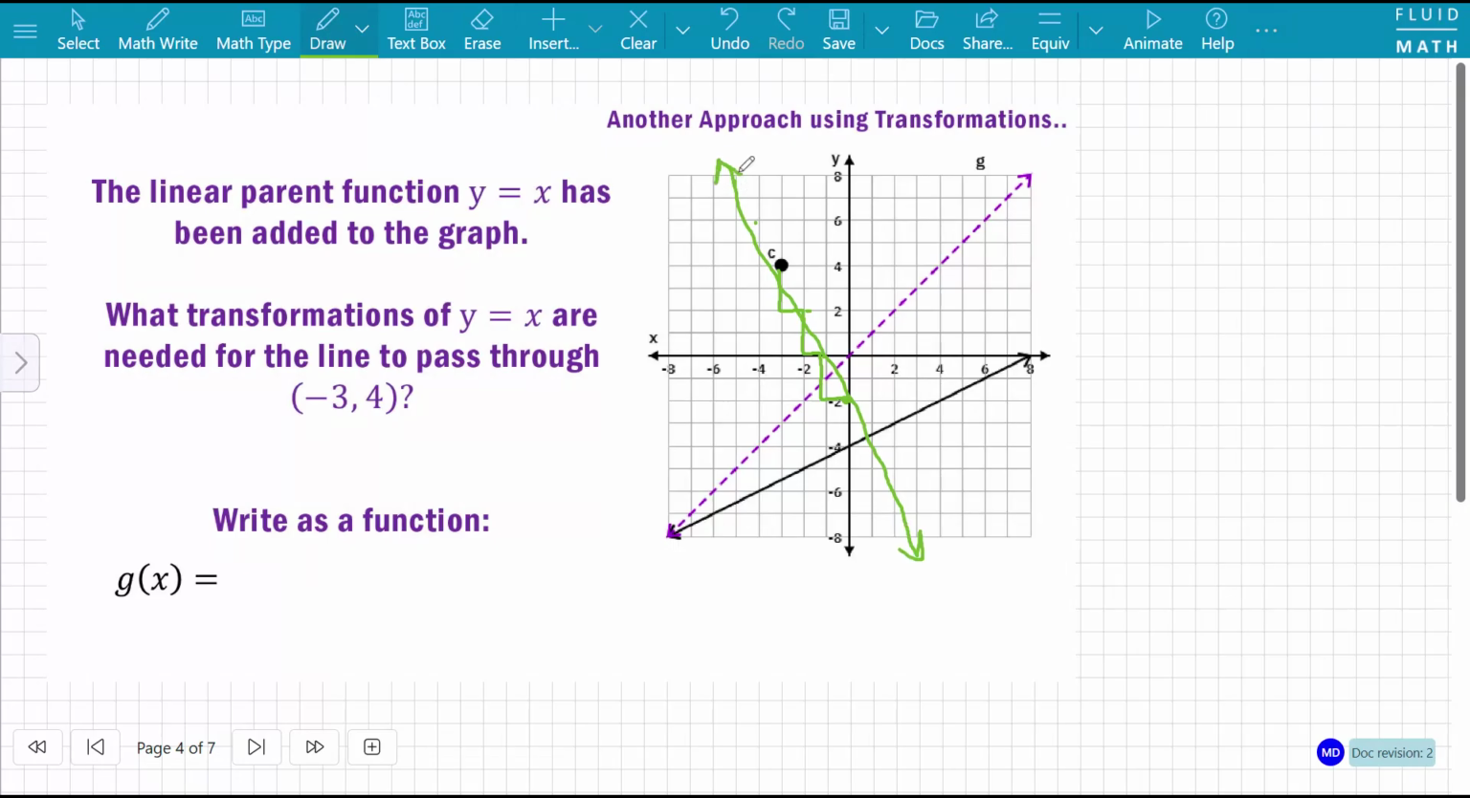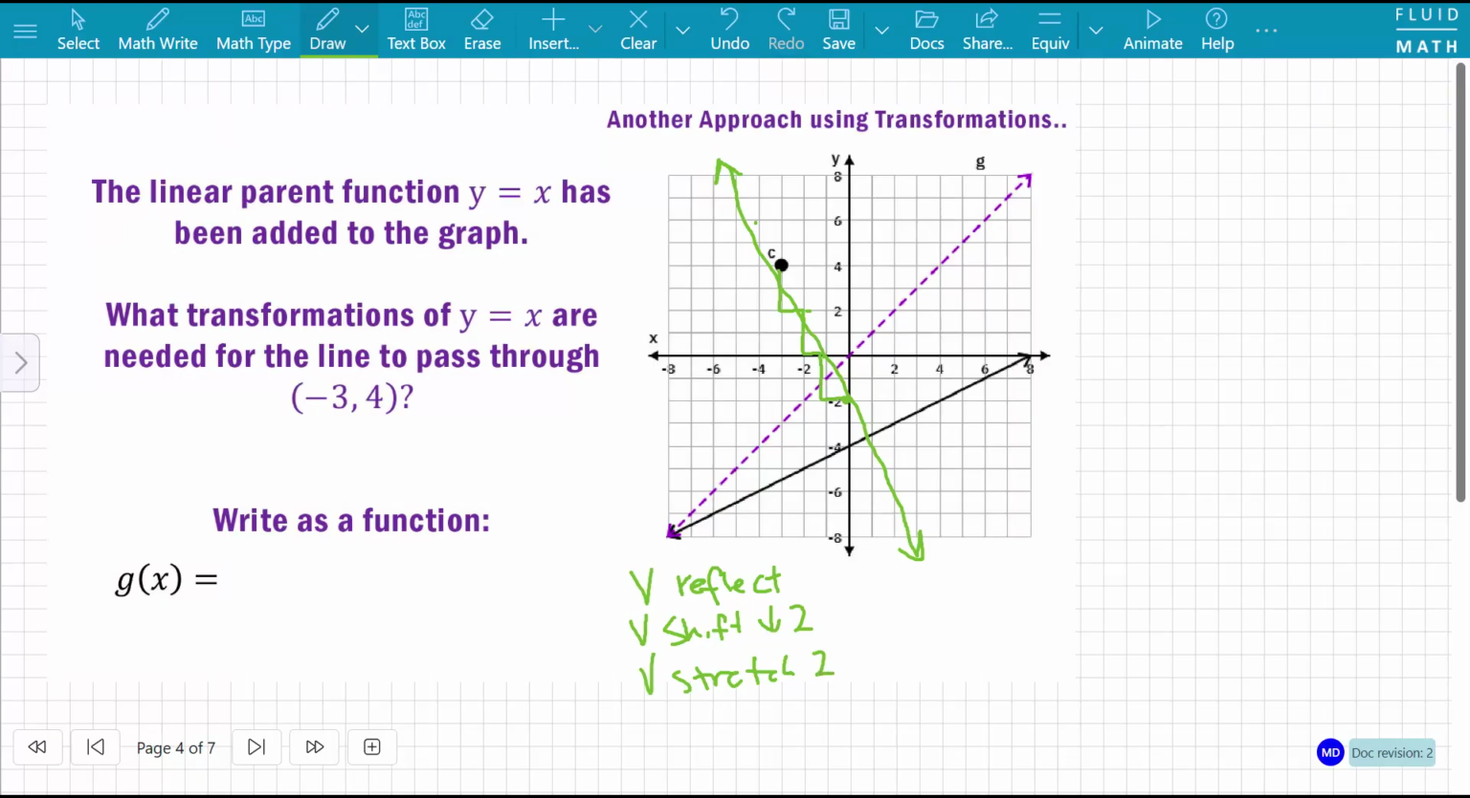Well, first of all, I know that it is vertically reflected, okay. I can see that it is shifted, a vertical shift down 2, okay, and it has a vertical stretch because it's twice as steep. So how would I write that?